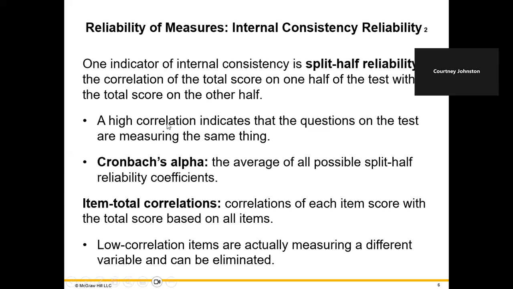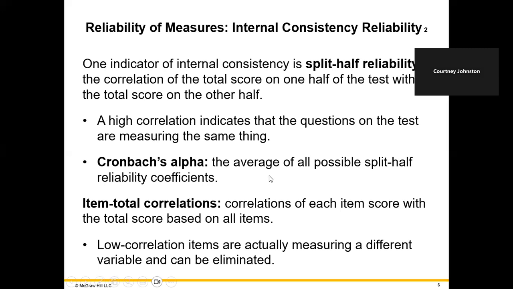So one indicator of internal consistency is going to be split-half reliability. This is going to be the correlation of the total score on one half of the test with the total score on the second half. So a high correlation is going to indicate the questions on the test were measuring the same thing. We are measuring one variable, and the way in which we do this is through Cronbach's alpha. And it's not on here, but the sign that you would see in the literature is a little alpha sign. And this is the average of all possible split-half reliability coefficients.